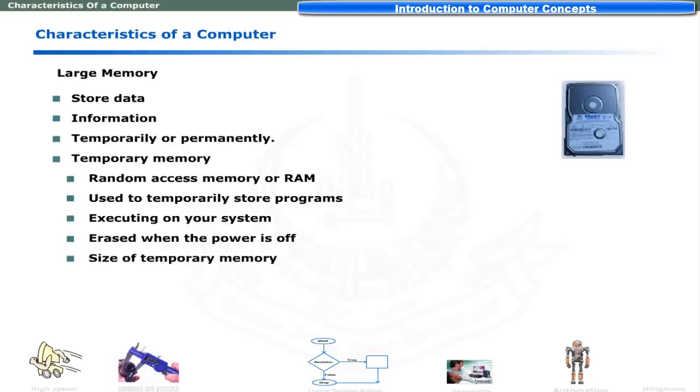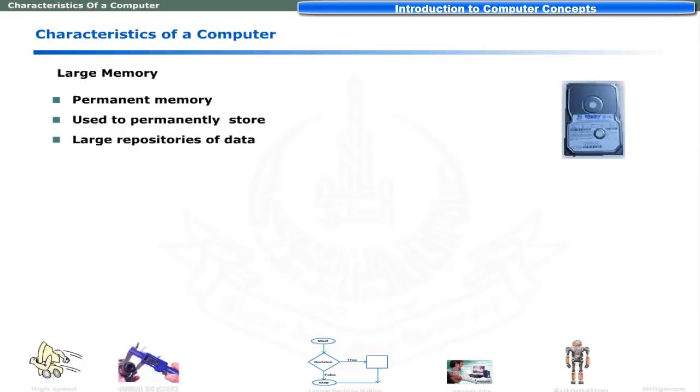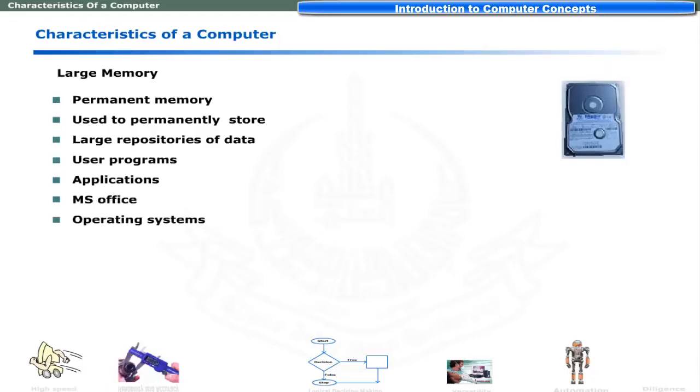Normally, the size of temporary memory is measured in terms of kilobytes and megabytes. Most modern computers and special graphics computers have large memories in multiples of gigabytes. Permanent memory is used to permanently store large repositories of data, user programs, applications like MS Office, and operating systems like MS Windows or Unix.